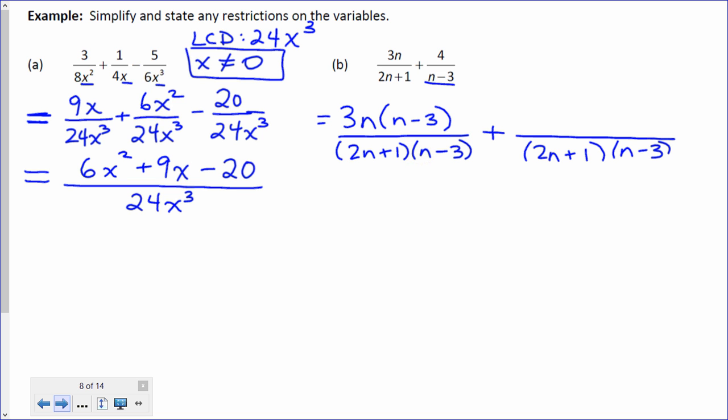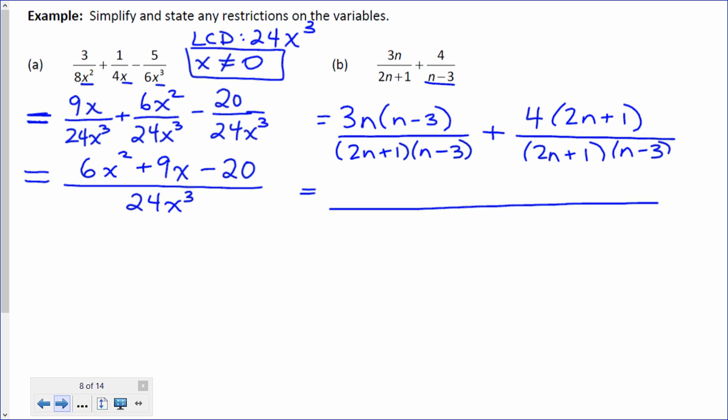The whole key is to do that step. And now the second expression has a 4 in the numerator. What do I have to multiply 4 by? So I get the denominator 2n plus 1 times n minus 3. 2n plus 1. Yeah, 2n plus 1. Okay. Now you can maybe see where I was trying to go.